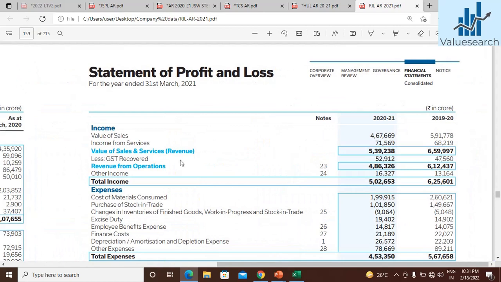This is Reliance Jio, Reliance statement of profit and loss, financial statement consolidated: value of sales, income from services, value from sales and services, revenue less GST recovered, revenue from operations this much, other income, total income. Now, let us look at notes to accounts.